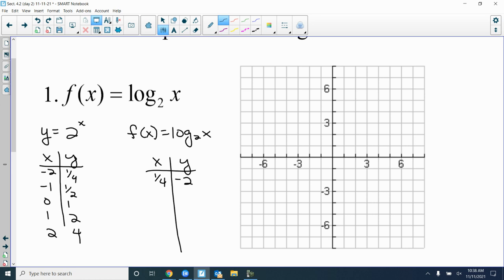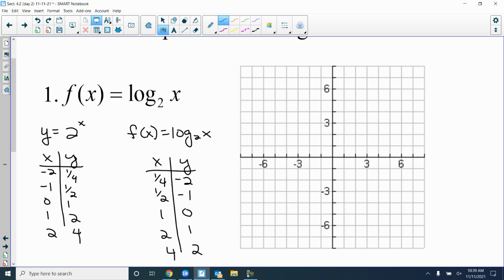Now, it's got to match up. So basically what you're saying is I'm plugging in 1/4 here. 2 to what power equals 1/4? Negative second. 9 times out of 10, you're just going to try to plug in whole numbers for x. That's how you've been conditioned. In this case, that doesn't necessarily work. So I'm going to take these numbers and flip them. 1/2 gives me -1. 2 to the negative first equals 1/2. 1, 0. 2, 1. 4, 2.